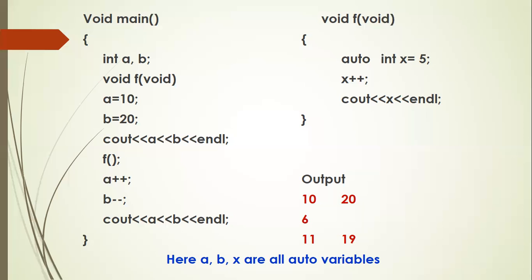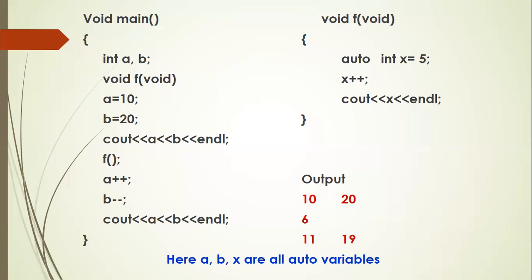The control jumps to the function f. Inside the function f, I declare another variable called x, which is also integer type, but it is prefixed with auto. It is considered an automatic variable. In the first case, a and b are not declared with any storage class, and then also they are considered auto. And x is declared with auto, so here also it is considered auto because auto is the default storage class.